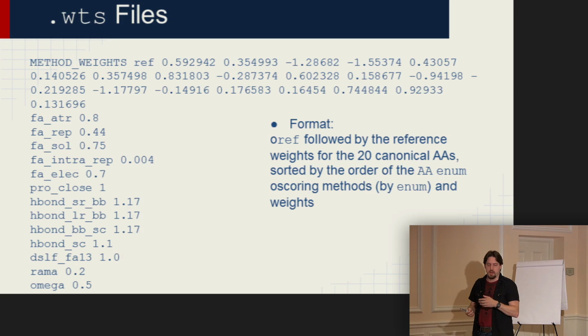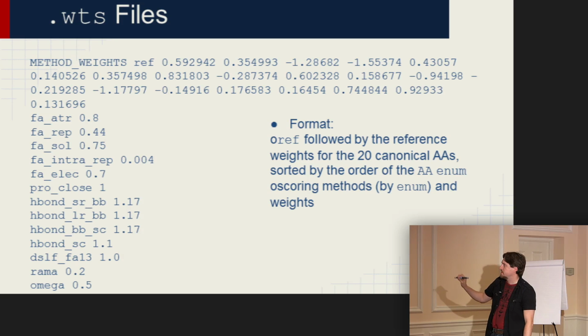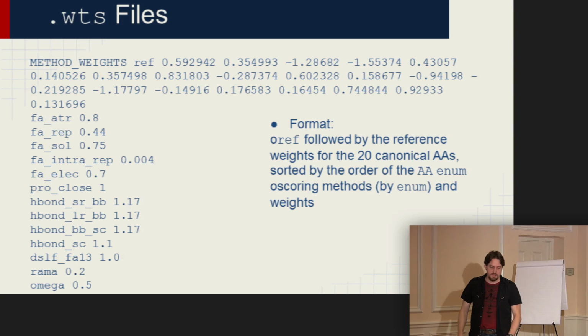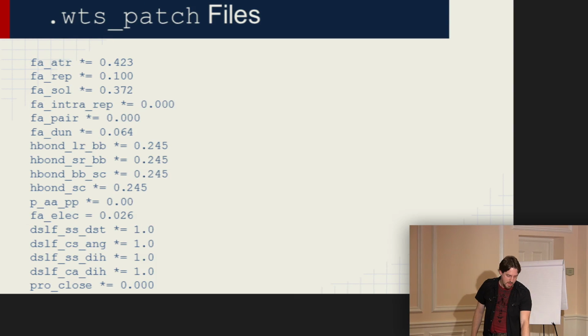In C++, you have these enumerations you can set up that put a label onto various numbers so that you can refer to things by a label as opposed to an integer. We have 20 canonical amino acids, so there are 20 numbers here for the different reference energy weights. All the rest of the weights are listed with the name of the energy method that you would use in the scoring function and then the weight that's applied. So it's really simple, very easy to generate your own weights file.